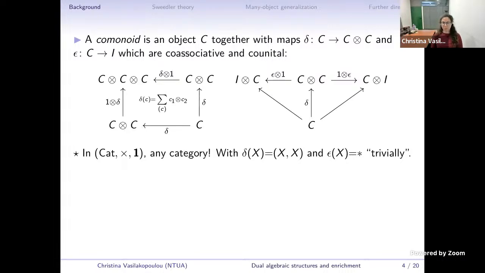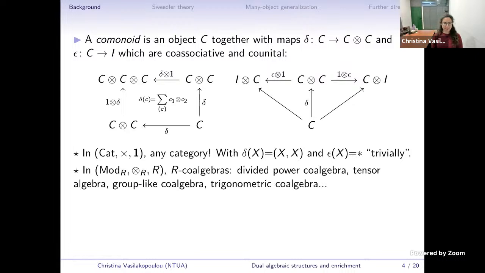If it has well-behaved diagonals and augmentations, then we can show that it's Cartesian monoidal. Okay, but in other settings, which are non-Cartesian, we get, for example, R-coalgebras for a ring, and we have many examples that people know and have used in the past. We have the divided power coalgebra, which is the polynomial ring in one indeterminate. And then we have the tensor algebra, which is the free algebra on a vector space with a primitive-like co-multiplication. Okay, the group-like algebra, trigonometric algebras, when you have two generators working together like sine and cosine. Anyway, various versions of these things. As I said, well studied and well thought of.